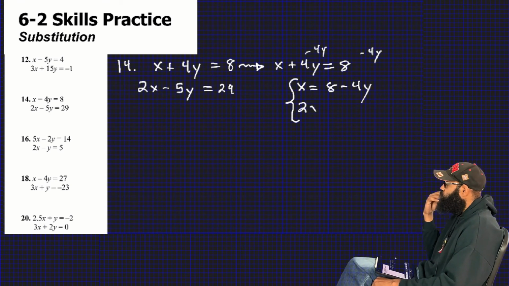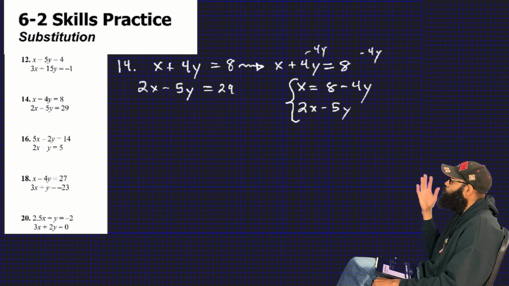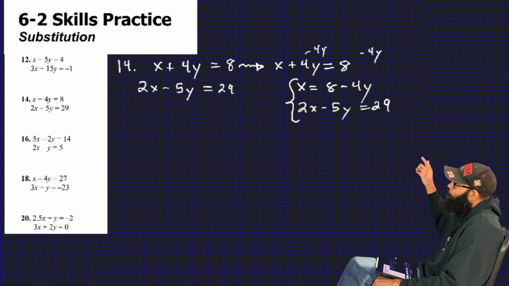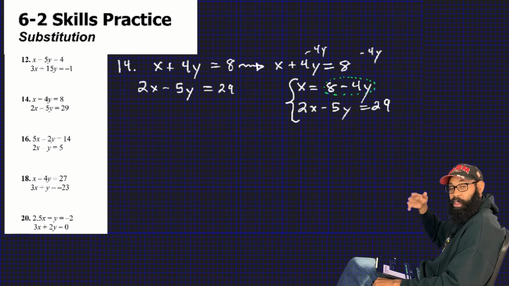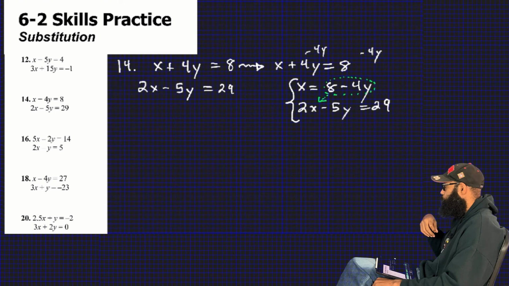So the new system of equations I'm writing as x equals 8 minus 4y. And the next one I'm writing as 2x minus 5y equals 29. That's good. Now, if I made a mistake, it'll come out later, but that's me doing what I feel needs to be done. Circle, point.